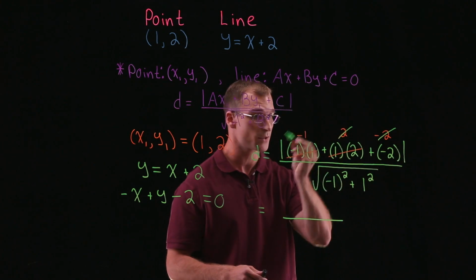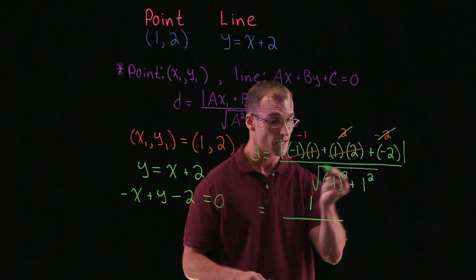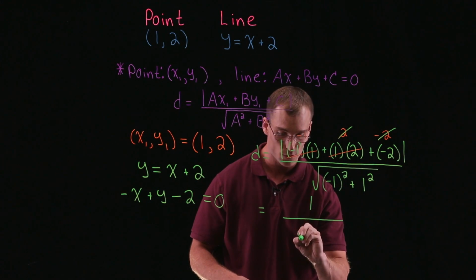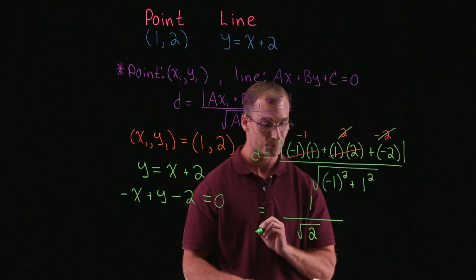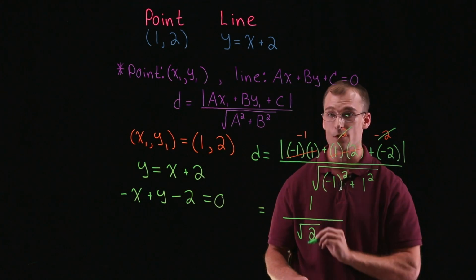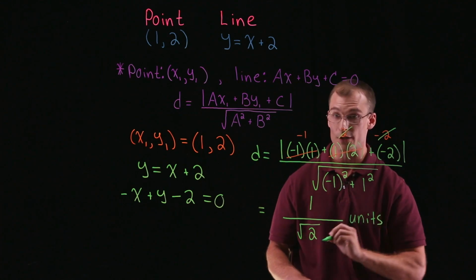All right, now let's bring it downstairs. So we're going to have just the absolute value of negative 1, which is positive 1. And in our denominator, we have the square root of negative 1 squared plus 1 squared, which gives us 2. So the square root of 2. So if we're doing this in exact form, this would be our distance: 1 over the square root of 2. And since it's a distance, we'll call it units.